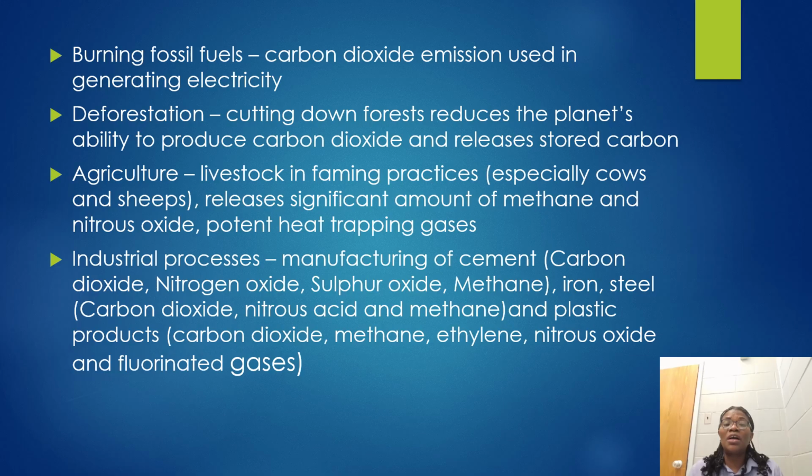include the burning of fossils. Nowadays, we have burning of fossil fuels, especially for the generation of electricity. So as long as we have burning of fossil fuels, we have carbon dioxide being emitted into the atmosphere. Then deforestation. Deforestation actually means cutting down of forests. When we have cutting down of forests, especially in the case of urbanization, we have a situation where carbon dioxide will be more.